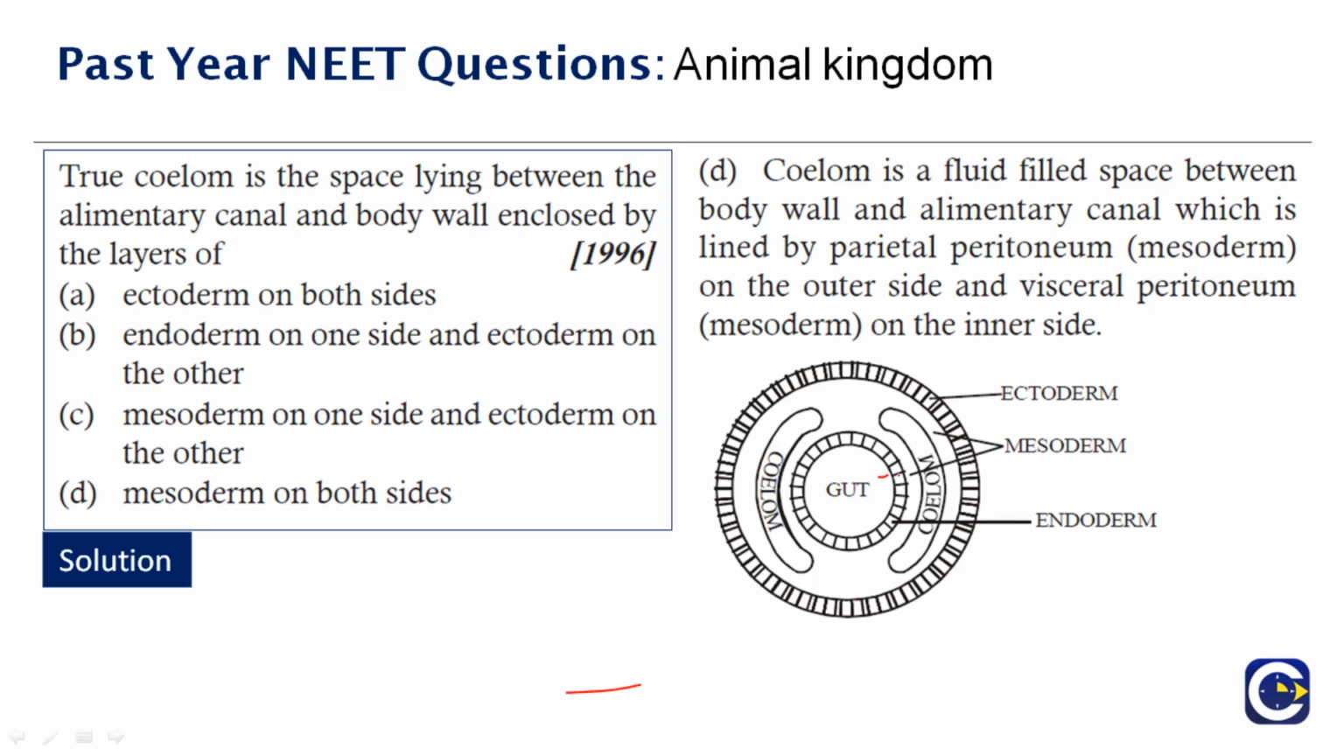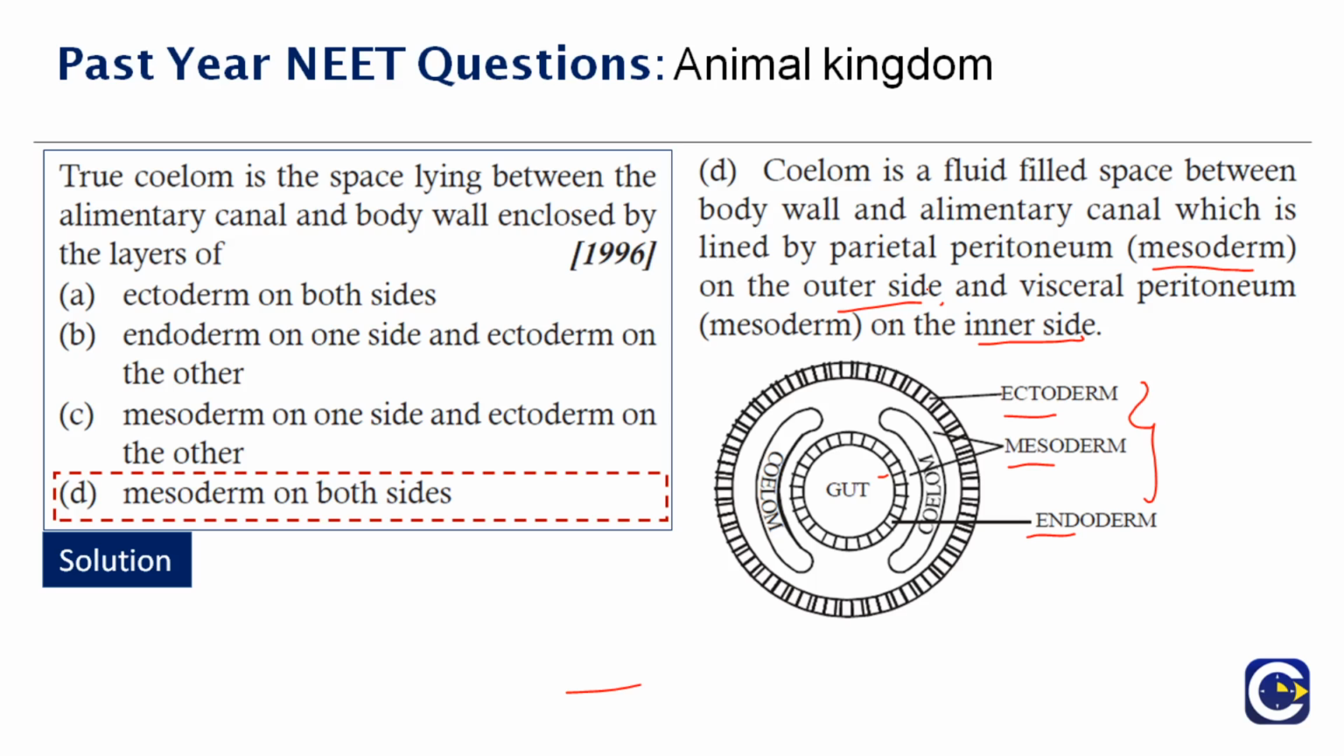You have ectoderm, mesoderm, endoderm. We always have all these 3. So the true coelom is a space lying between the alimentary canal and the body wall enclosed by option D, mesoderm on both sides. So that is what they have given here. It is a mesoderm on both sides, on the outer side as well as on the inner side. So we don't have any ecto or endoderm. The mesoderm is only present on both sides when it comes to the true coelom space. Therefore, the correct answer to this question is option D.